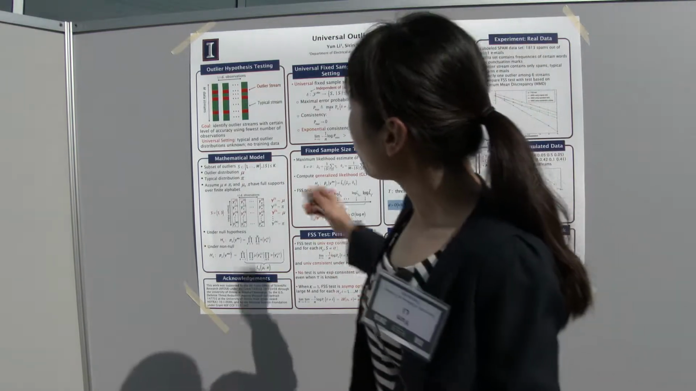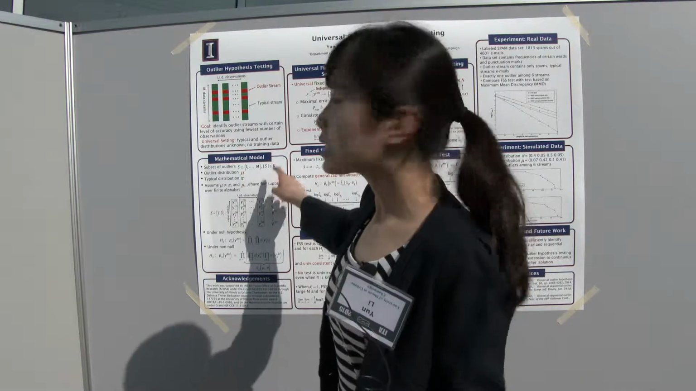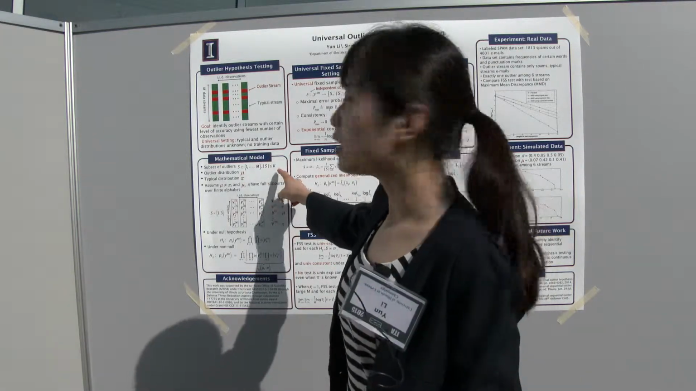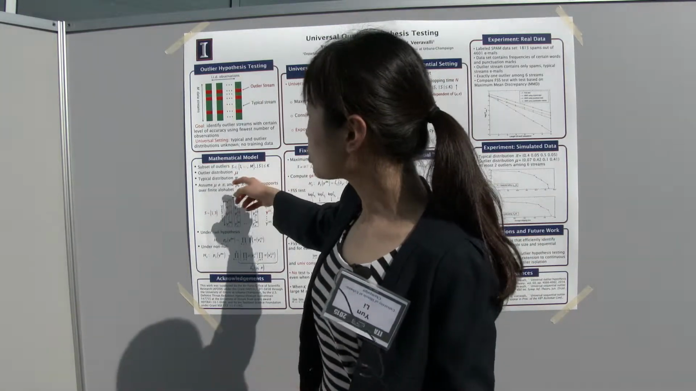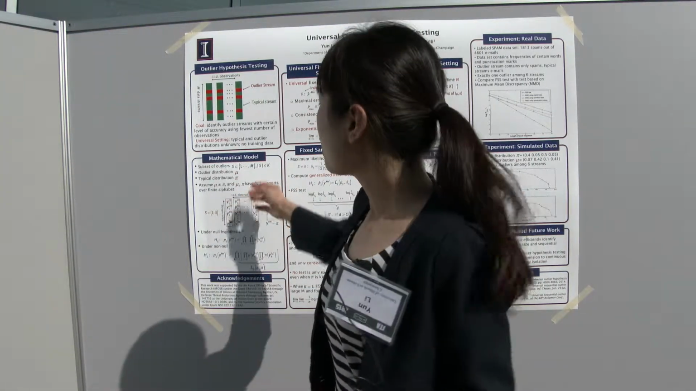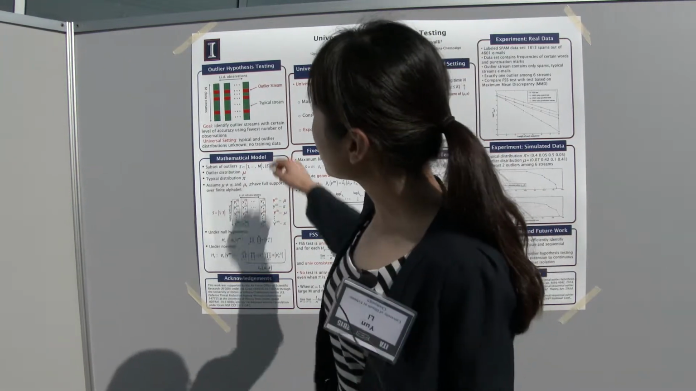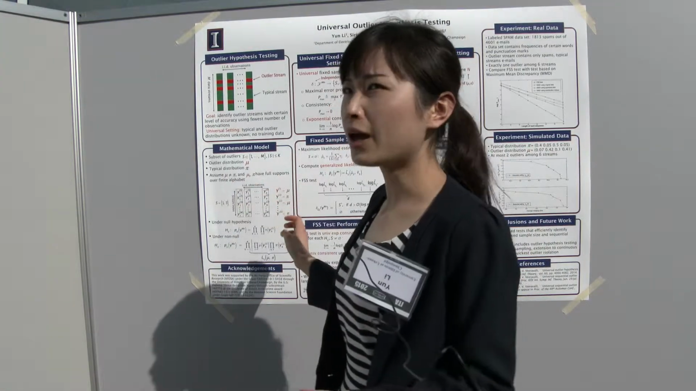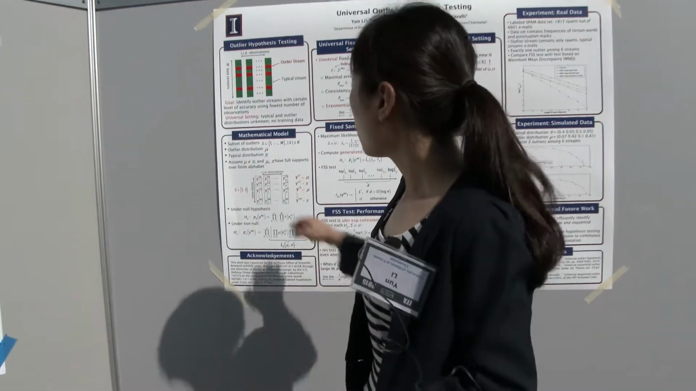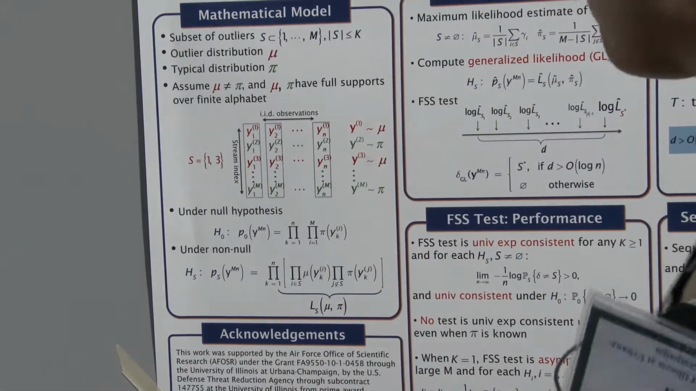We use S to denote the set of outliers. We assume the size of S is at most K, and K is known to us. We use mu to denote the outlier distribution, and pi the typical distribution. As I said before, we're interested in the universal setting of the problem, so we assume mu is not equal to pi, and they have full supports over a finite alphabet. That's the only assumption we make about mu and pi.